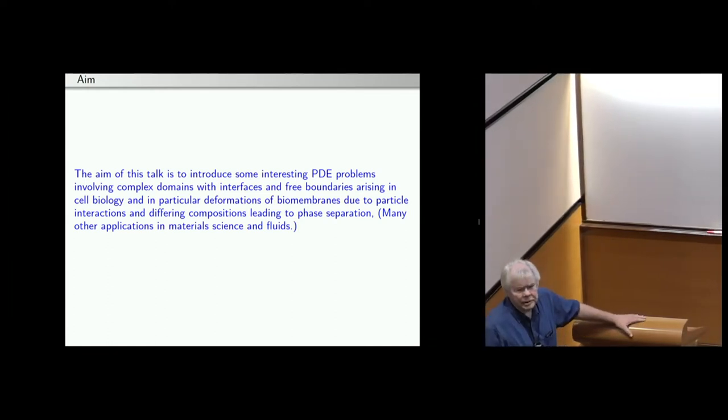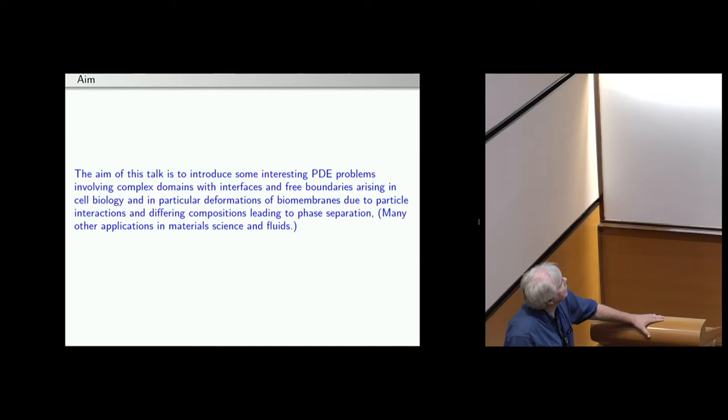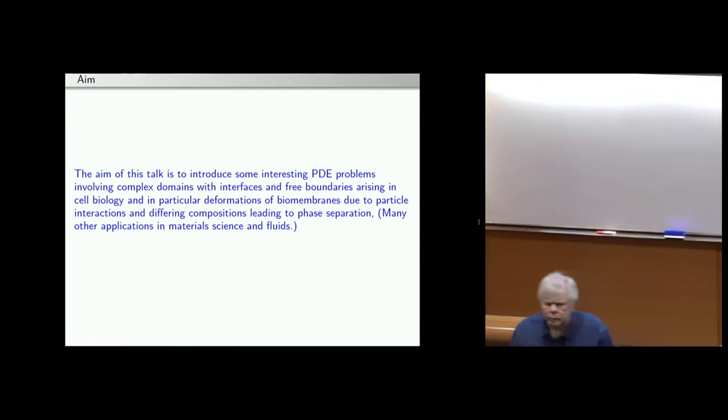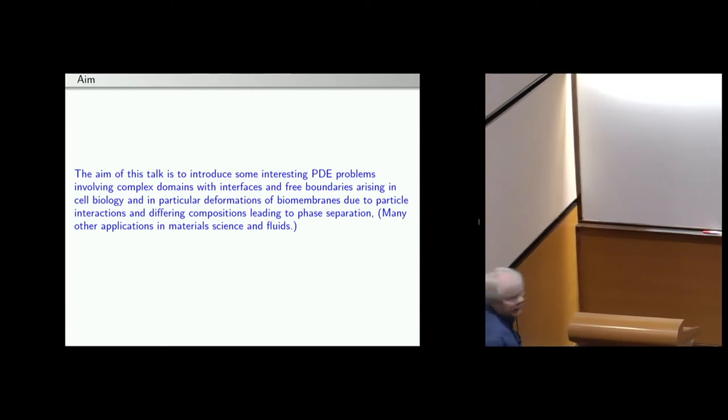So the aim is to introduce some interesting partial differential equation problems, and the important aspect is that they involve complex domains, which can evolve in time. So that means that there'll be interfaces and free boundaries. And I'm particularly interested in things called biomembranes, which have interesting conformations, which can and do depend upon the interaction with proteins and their composition.